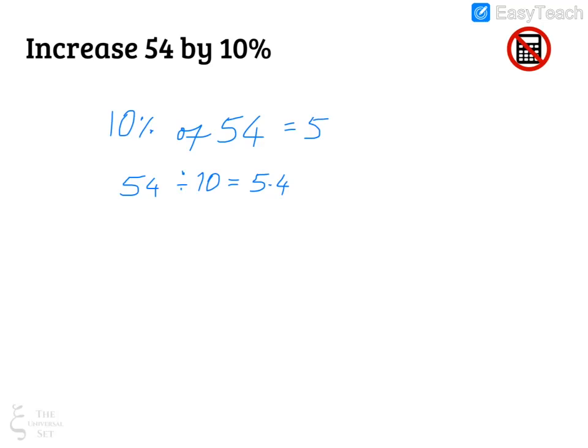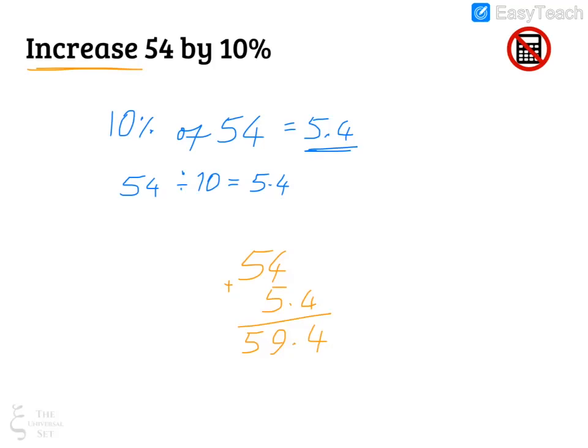So 5.4 is our 10% up here. So we're not quite finished yet, because the question said to increase by 10%. So that means I'm starting with my 54, and I have to add on that 10% that we just found. So I have to add on 5.4. So I'm going to have to do this addition down here, and I've got, first of all, nothing plus 4, so that's 4. I've got 4 plus 5, which is 9, and I've got 5 plus nothing, which is 5. And I should make sure I keep that decimal point where it was, so I'm going to pop it in there, and my answer then is 59.4.